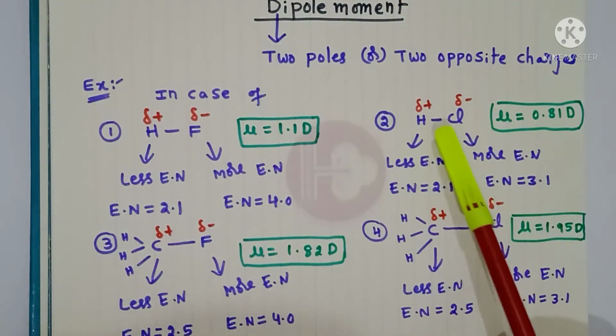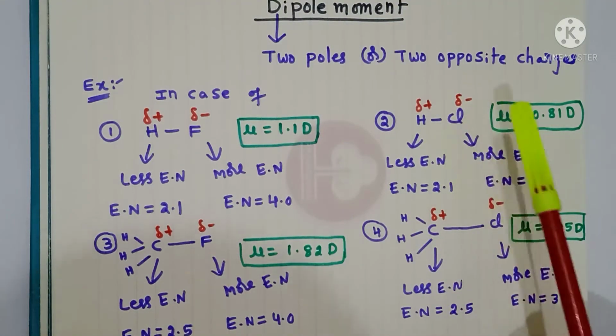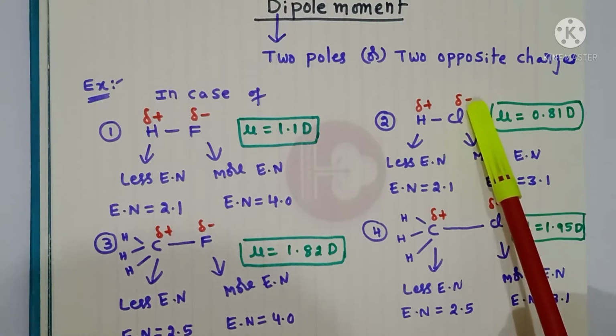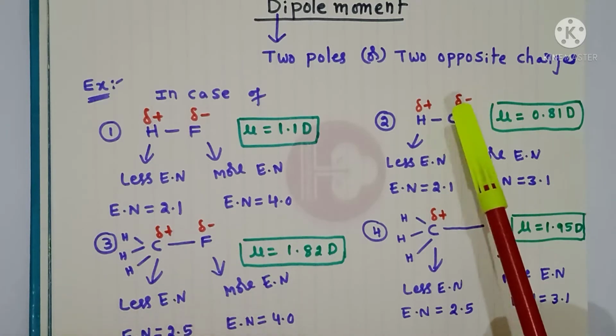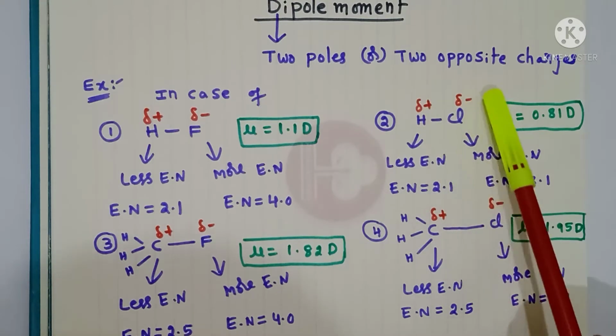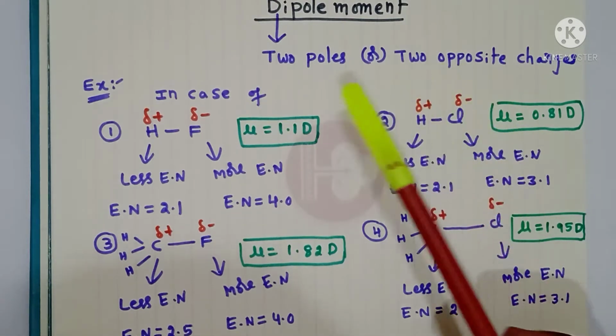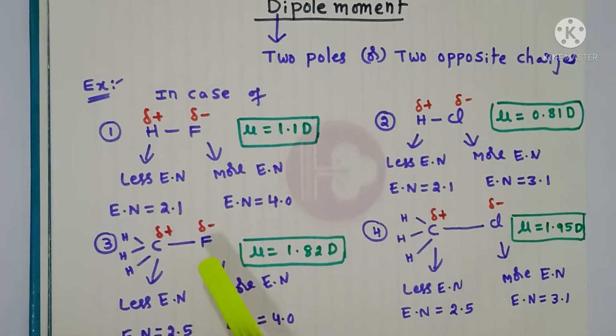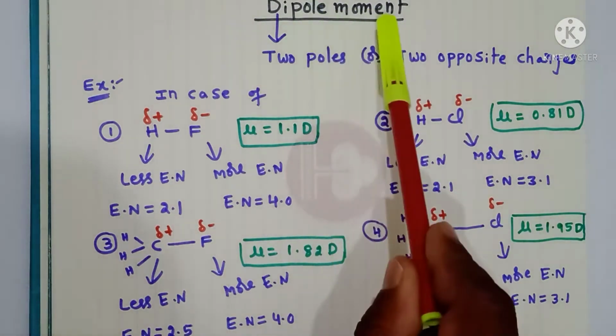Similarly, in hydrogen chloride also, a partial negative charge develops on chlorine and a partial positive charge develops on hydrogen. This we call a dipole. Similarly, in methyl fluoride and methyl chloride also you can observe dipoles. Now, are all these dipoles the same? No, they have characteristic dipole moment values.